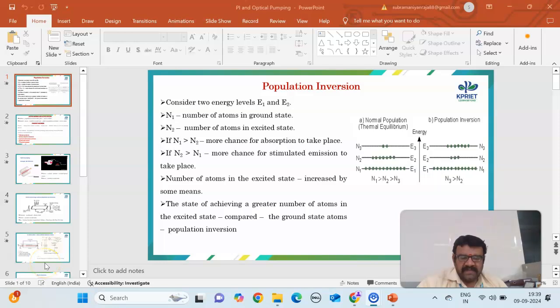Good morning all. In the previous video, we saw the introduction of population inversion and why population inversion is necessary for achieving laser action. In continuation of that, we are going to explore much more about population inversion.